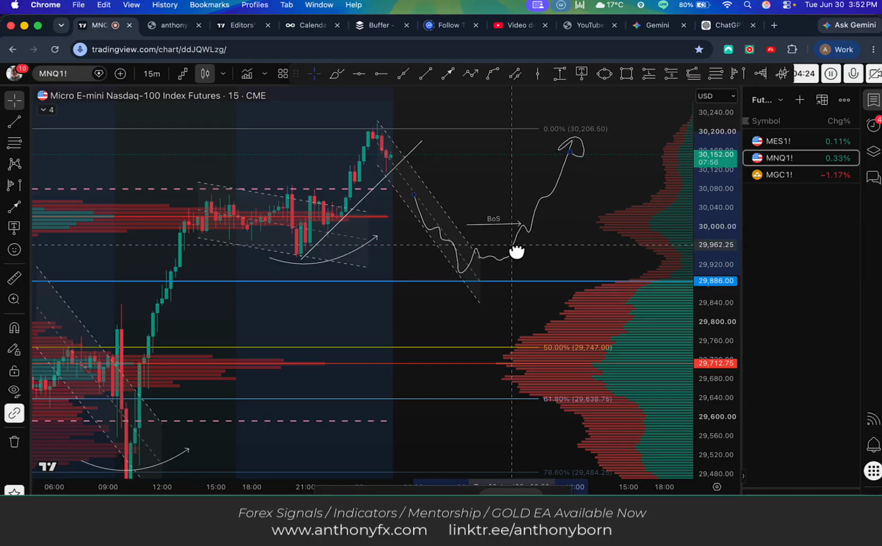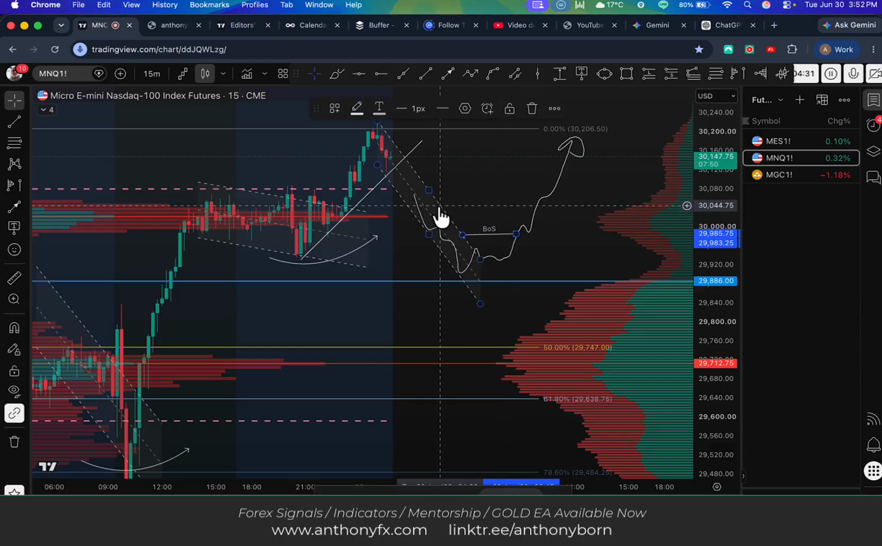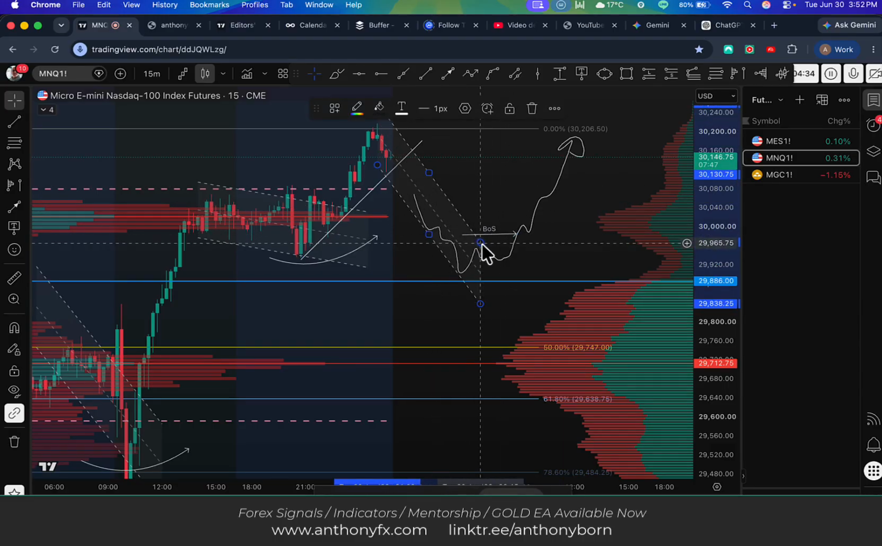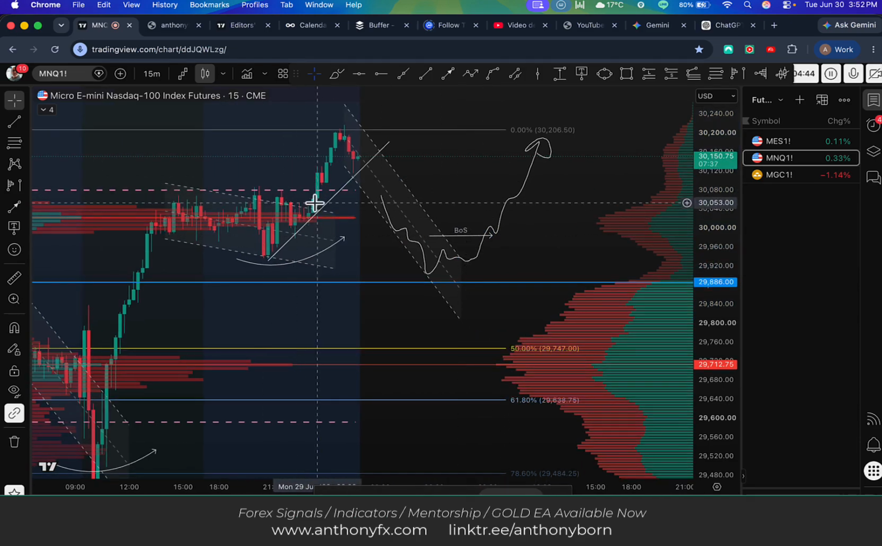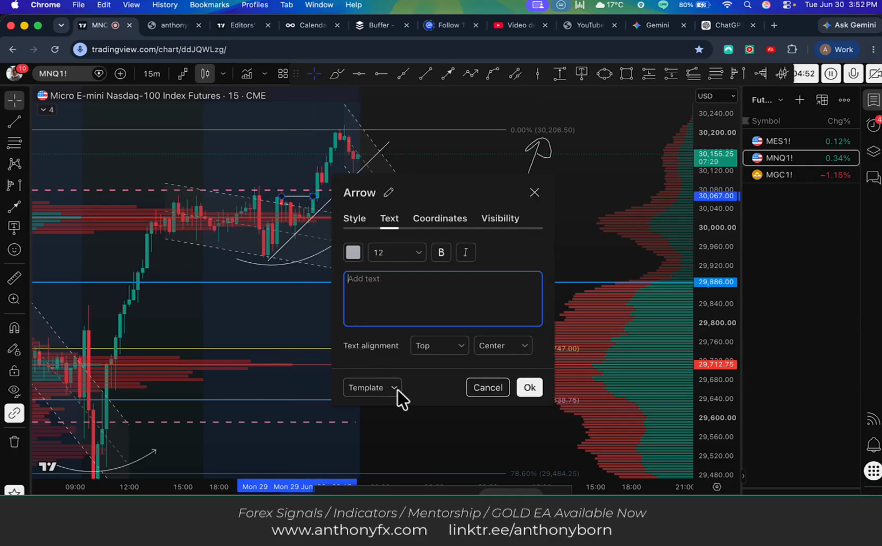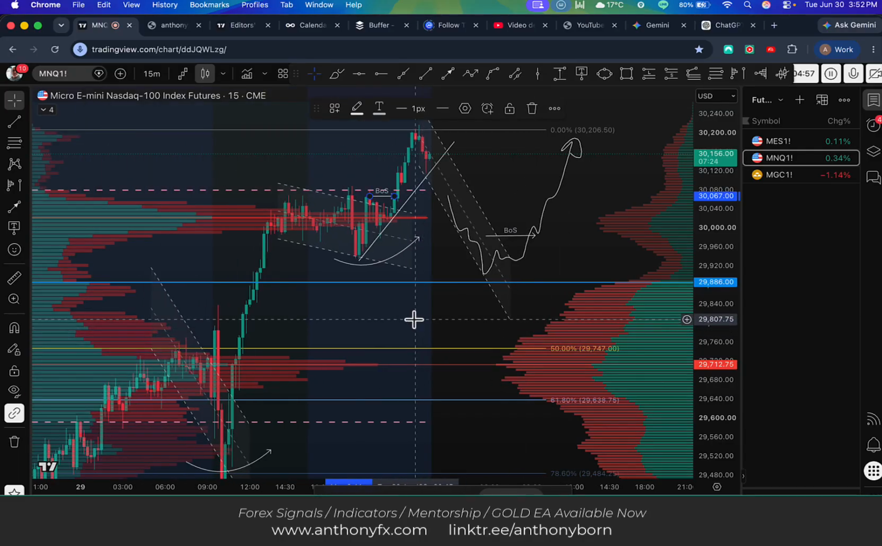But all I'm looking for is for this pullback to pull back, and then it shifts gears, and then we break out of this retrace. Break out, and then that is an entry point, as it did here. Look, okay, it broke structure. So I mean, it's an easy concept, but you've got to have the discipline and the mindset to be able to trade it and manage your trades properly.